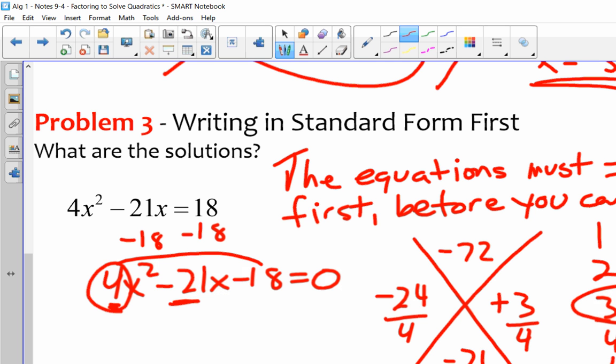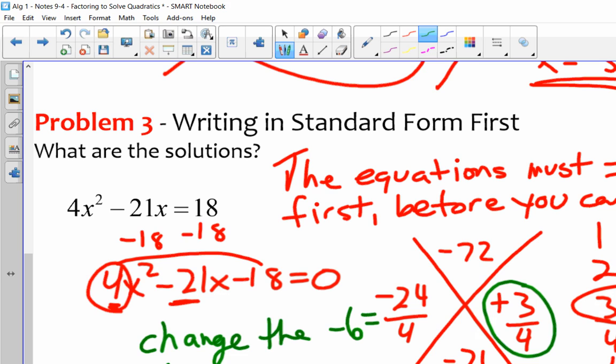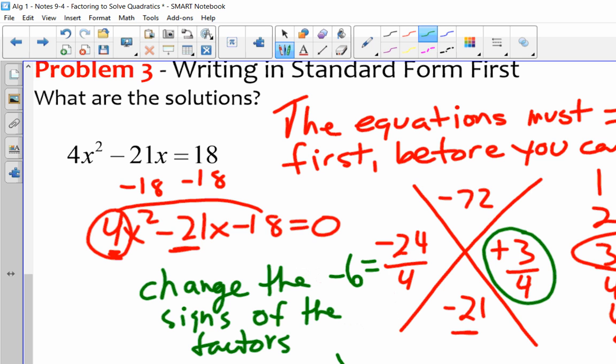I just need numbers. Okay. So can I reduce negative 24 over 4? Yes, I can. It reduces down to negative 6. Can I reduce 3 over 4? I cannot. Okay. So now I'm going to change the signs of the factors. That's what x is going to equal. So x will now equal, I'm going to take this negative 6 and change it to positive 6. I'm going to take this positive 3/4 and change it to negative 3/4. Those are my two solutions, or my roots, or my zeros.